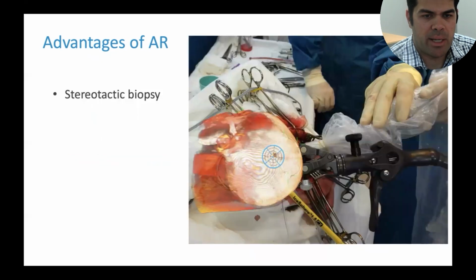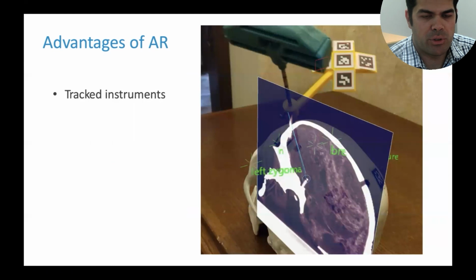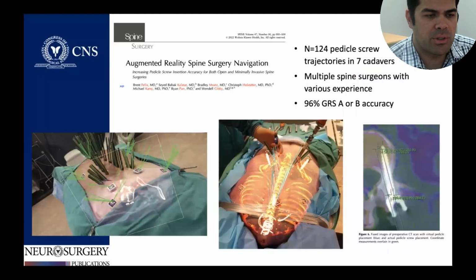This is another case example of a stereotactic biopsy, which was done using augmented reality to plan the trajectory to the target site. Augmented reality can also be used for instrument tracking. So this is a way that instruments can be navigated down to targets and can be used for various applications. This is a study that we did previously looking at augmented reality to target pedicle screws, and showed that in 124 pedicle screws and 7 cadavers, open, including minimally invasive techniques, there was over 90% accuracy in getting down to target.